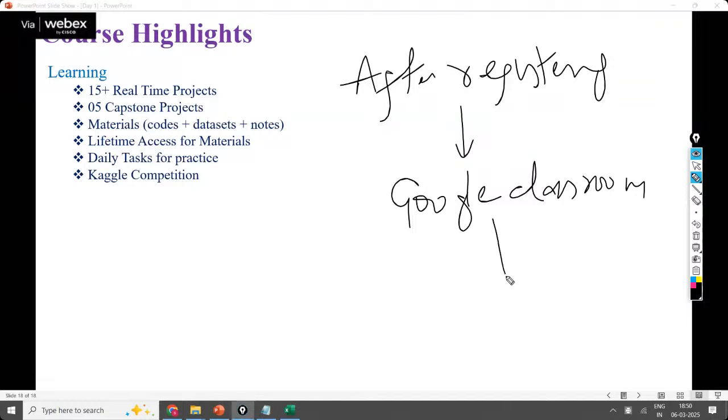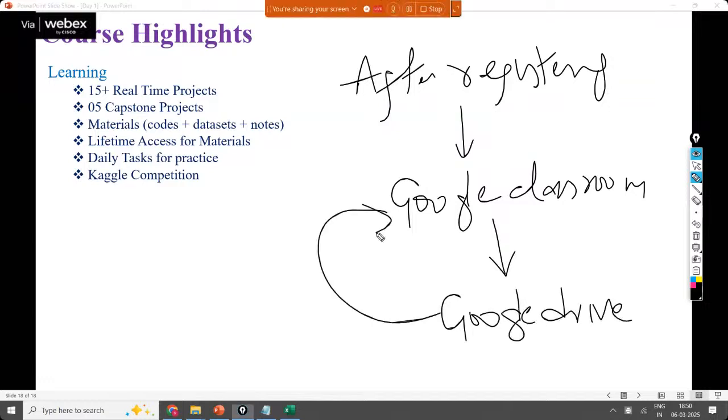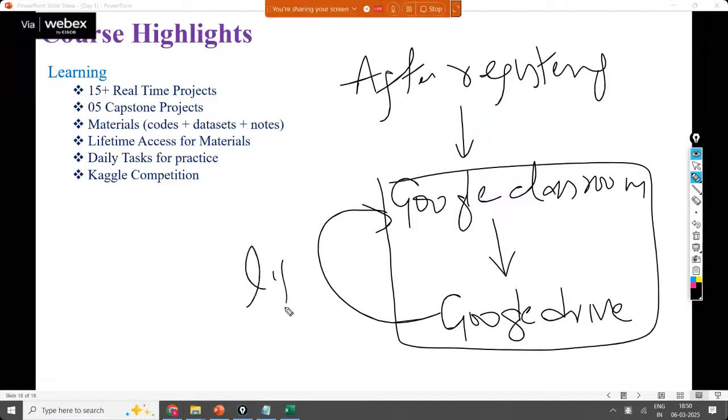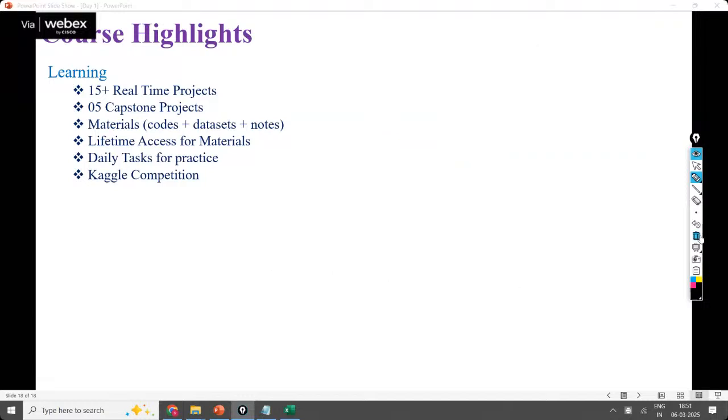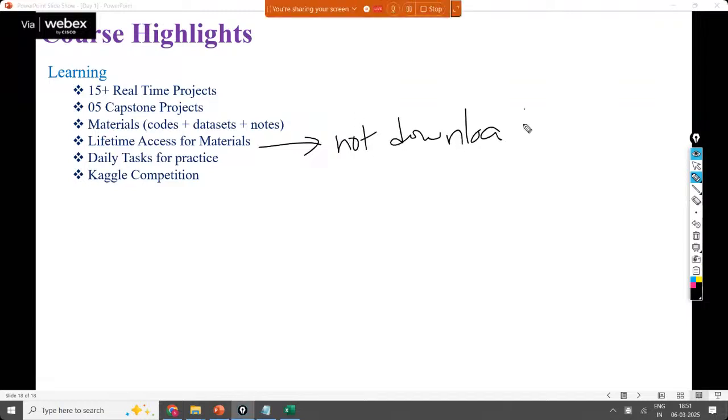And once you join in the Google Classroom, there Google Drive will be available. Inside the Google Classroom, Drive is available only to the students of this classroom. Others can't access. And this classroom and the Drive will be for lifetime. Classroom will be as is, Drive also will be as is for your entire lifetime. Okay. Now, clearly I'm saying what are the materials I'm going to share now? It will be not downloaded. You can't download them.